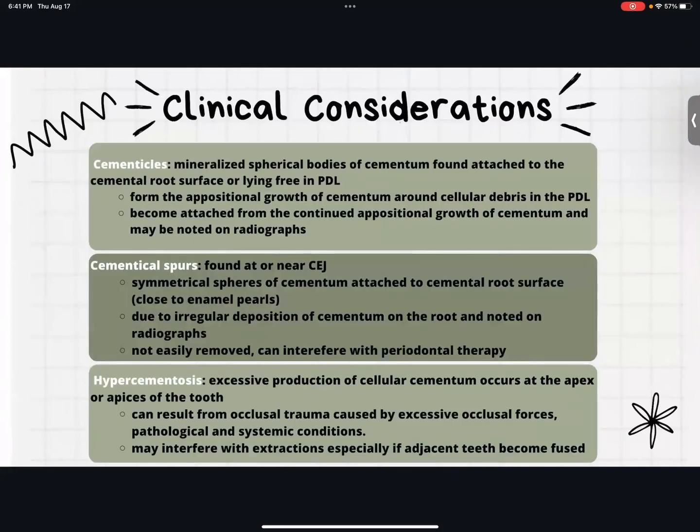Clinical considerations. We have symmetrical spurs that are similar to enamel pearls, and hypercementosis, which is excessive production of cellular cementum at the apex.